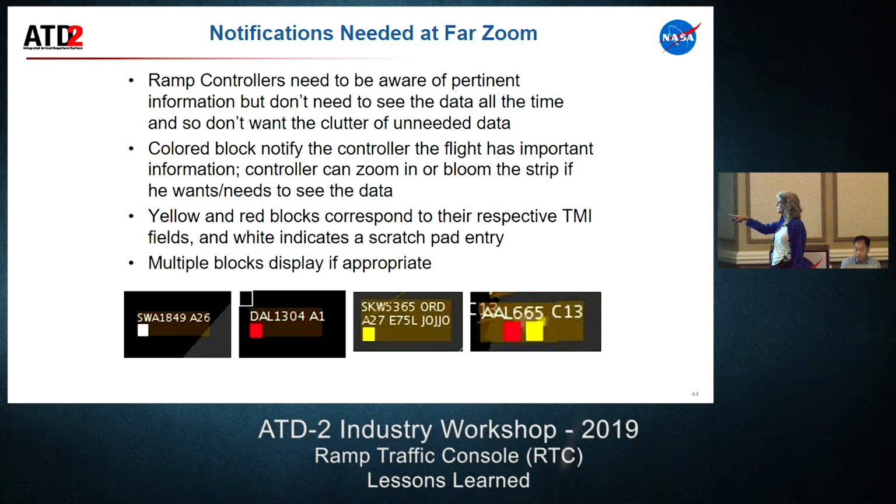And then the white over there on the far left is if a flight has a scratch pad entry. Sometimes the text can be really long, and you don't want all that text displaying all the time, because then that text is overriding the tag next to it. So by having that white block, the controller can see there's something there to look at. He can bloom the strip to see the text, and then when he's done reading it, he moves his mouse off of it and it goes back to the white block.